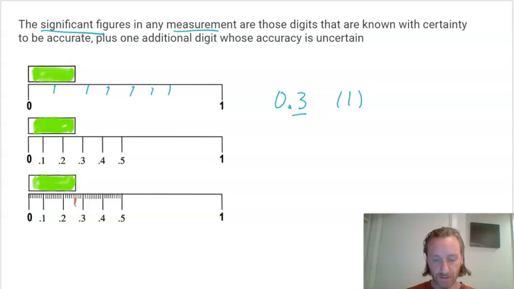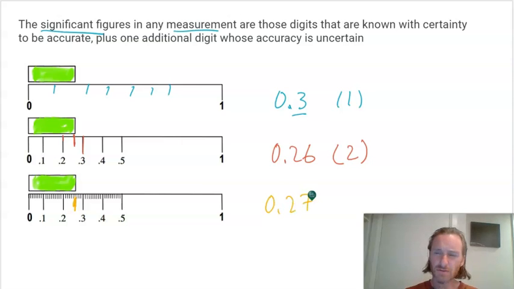In the second scenario here, luckily we have a little bit more to go on. We know that it's in between 0.2 and 0.3. And so we're going to guess that it is about 0.26. And so that's using 2 significant digits. In the third scenario here, we have yet more information, and we can see that it is somewhere between 0.27 and 0.28. So we might say 0.275. So that gives us a little bit of a guideline as to how many significant digits to use.